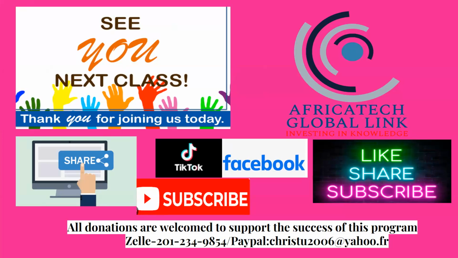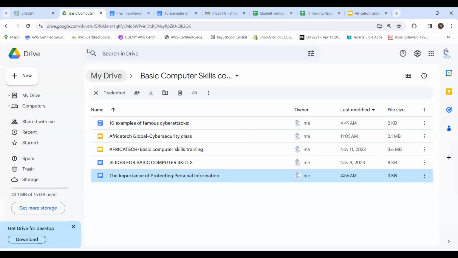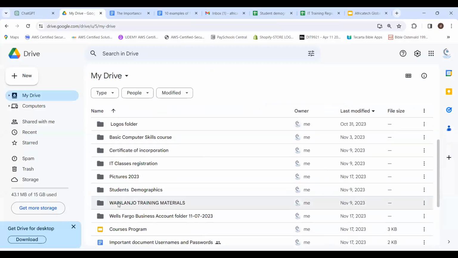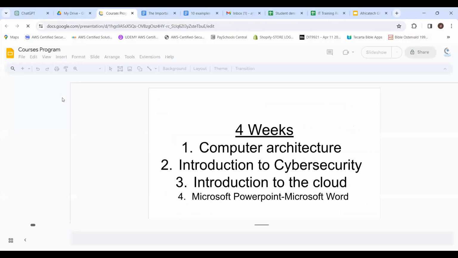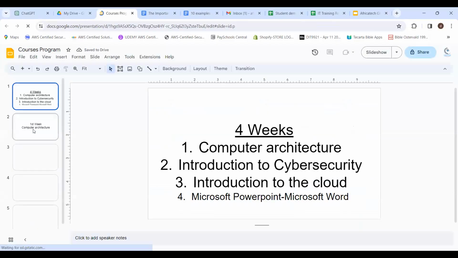So next week, what we will do is take the session from computer to cloud. I think I put a slide as an example. The program is designed mostly in 4 weeks. We will teach other things maybe after, but we want at least someone to say that in 4 weeks, this is what I learned. We started with the computer architecture.